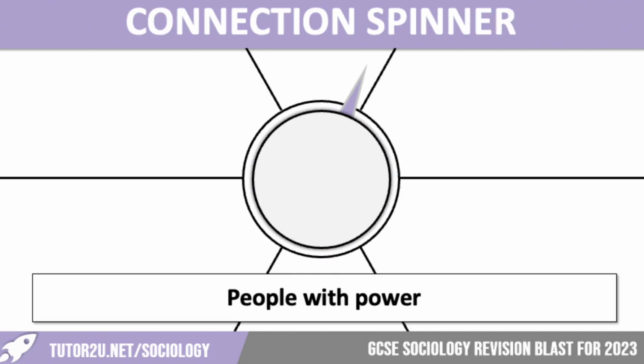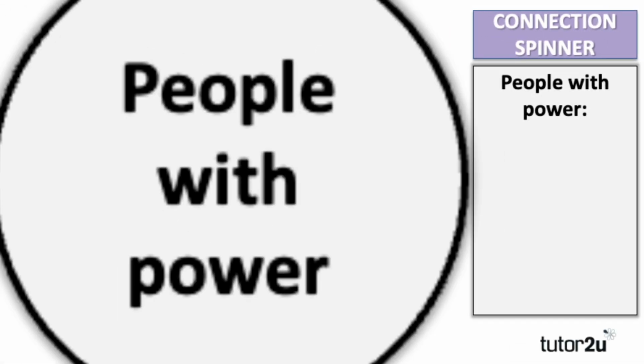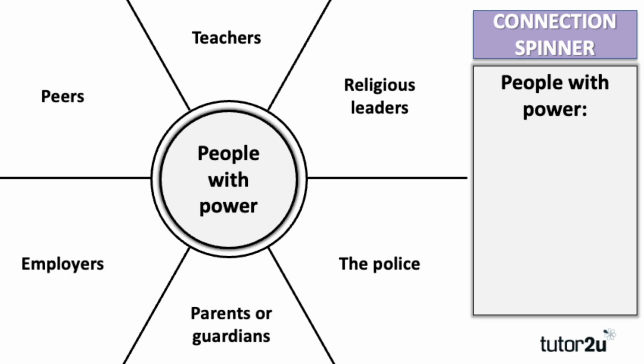Right, we're moving on to one final connection spinner. We're looking at people with power this time. So we have teachers, religious leaders, the police, parents or guardians, employers and peers. So let's spin our spinner. So we want to know how peers have power. Just leave that up for a moment.